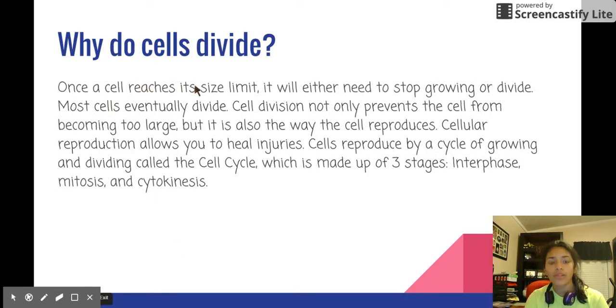So once a cell reaches its size limit, it will either need to stop growing or divide. Cell division not only prevents the cell from becoming too large, but it also has a role in reproduction, growth, and in repairing or healing injuries. Cells are produced by a cycle of growing and dividing called the cell cycle, which is made up of 3 stages: interphase, mitosis, and cytokinesis.